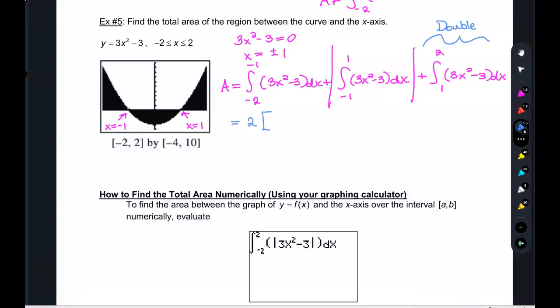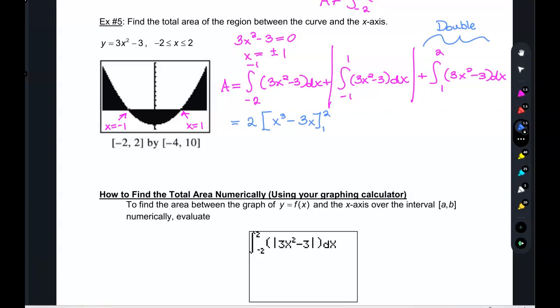Let's integrate this. So this would be 3x cubed over 3, so x cubed minus 3x evaluated from 1 to 2. So that'll take care of these two regions. Just because it has symmetry, if it wasn't symmetric, we wouldn't be able to do that. And if you're afraid of dividing it up, just keep them all separate then. You'll get the same answer. This is just if we can make some of this work a little bit easier.